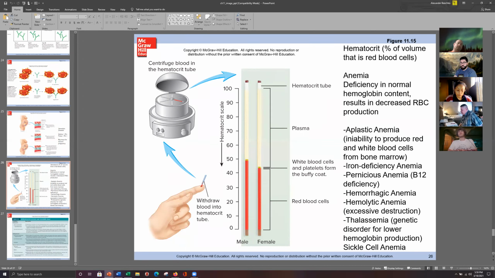Hemorrhagic anemia is due to loss of blood. Things like heavy flow during the menstrual cycle can contribute to hemorrhagic anemia. You have hemolytic anemia, where recycling and breakdown of red blood cells is overactive, so hematopoiesis frequency is elevated. And then you can have thalassemic anemia, or thalassemia, which is a genetic disorder of lower hemoglobin production.